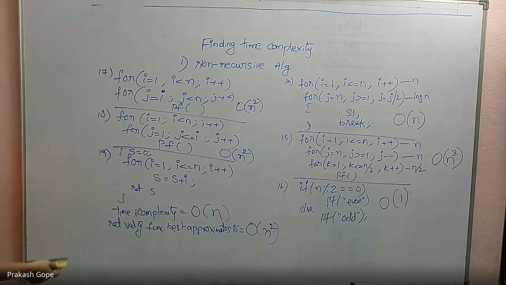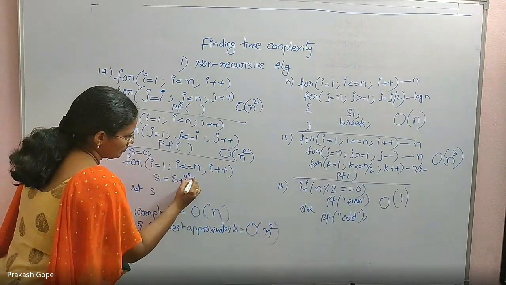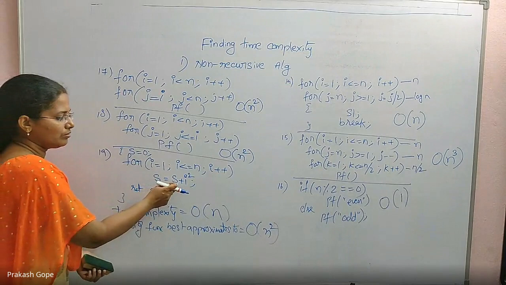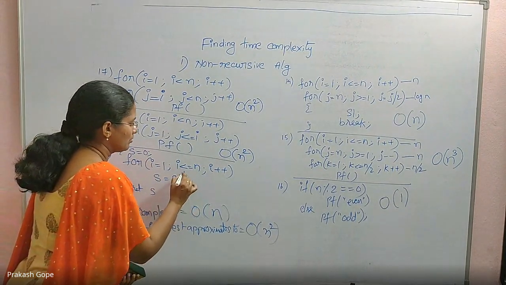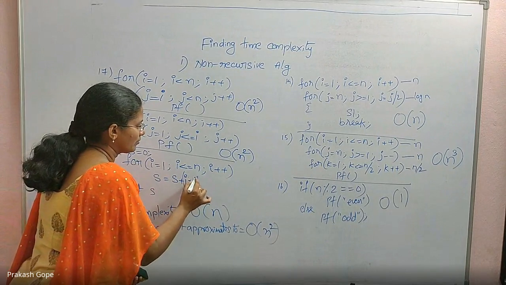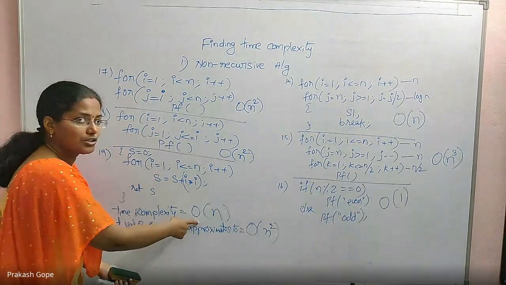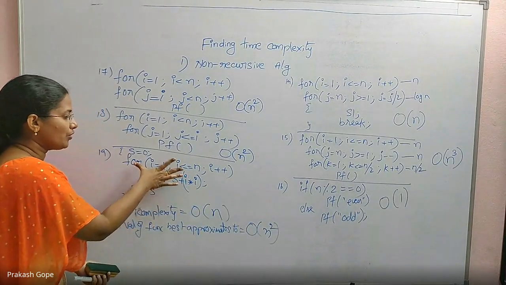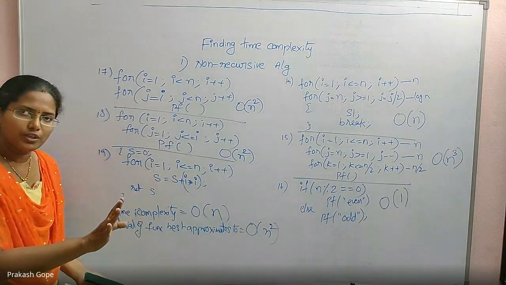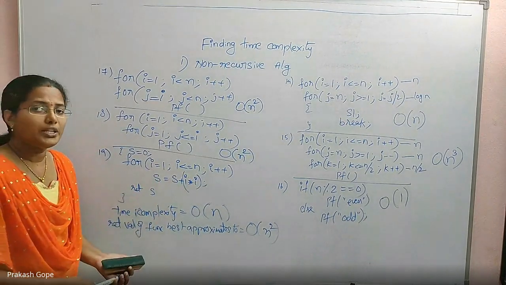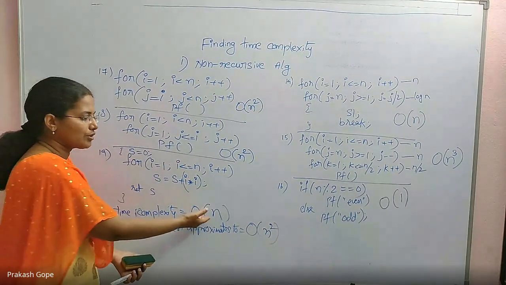If I change the question slightly, the same question, s equal to s plus i square, which means i into i. Time complexity does not change because in this for loop, this line gets executed. How many times this line gets executed is the time complexity. How many instructions are getting executed? This line gets executed for n times. That's why big O of n.